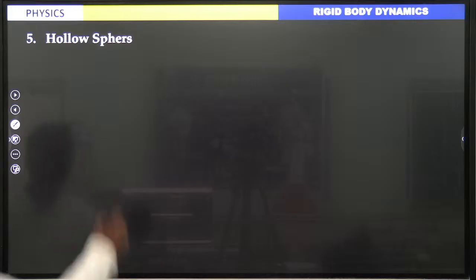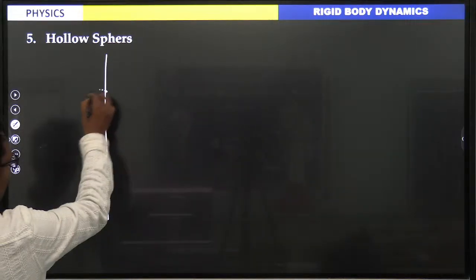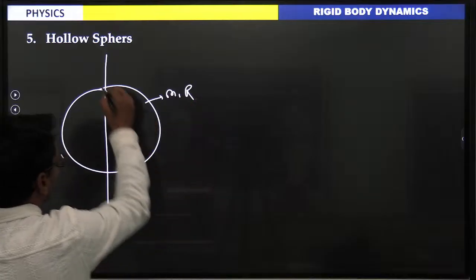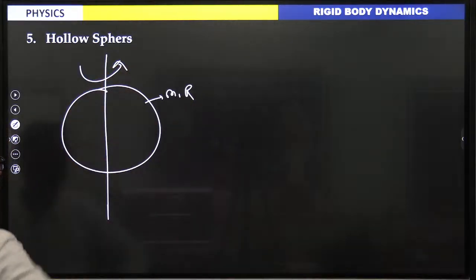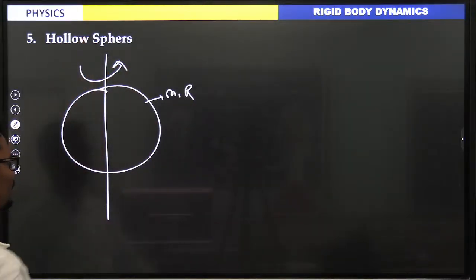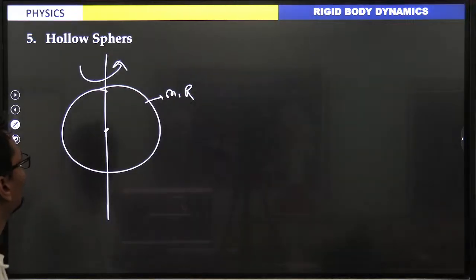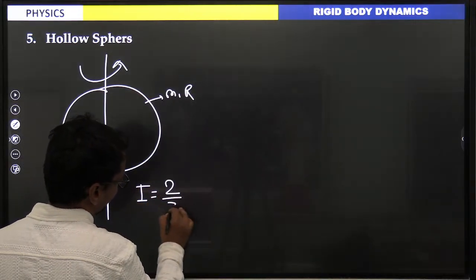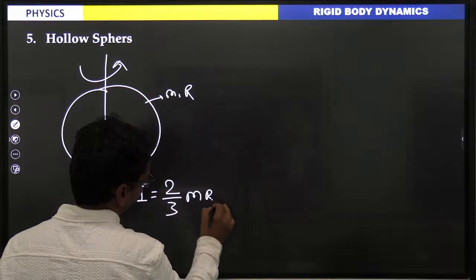And now the hollow sphere. In the hollow sphere, this is hollow with mass m and radius r. The moment of inertia of this hollow sphere about the axis passing through the center of this figure is I equal to 2 by 3 mr square.